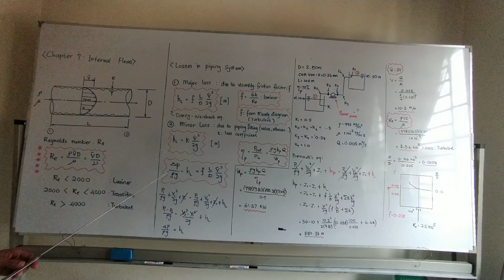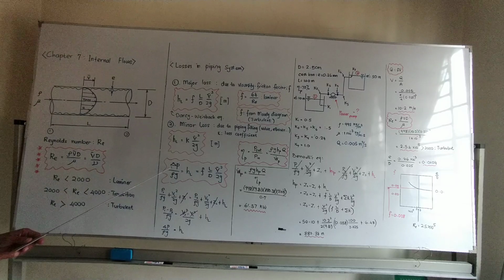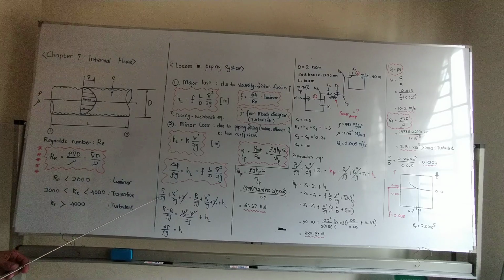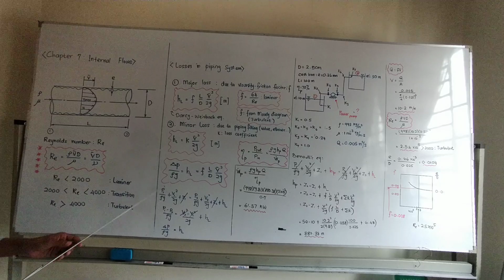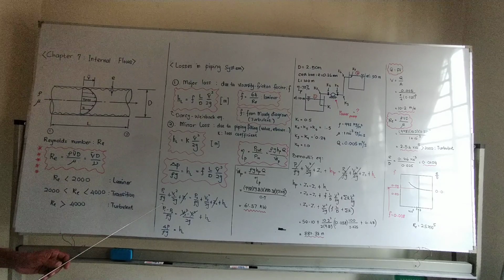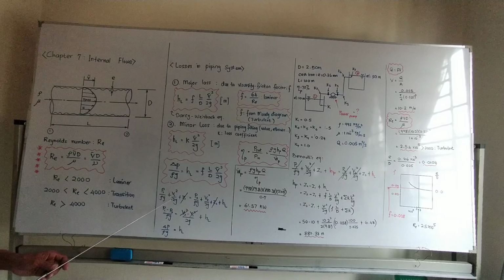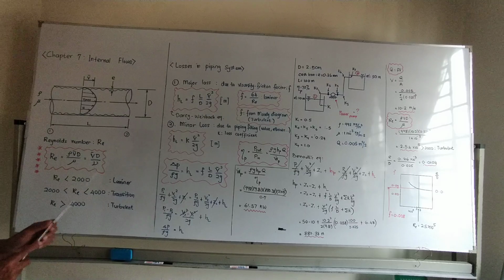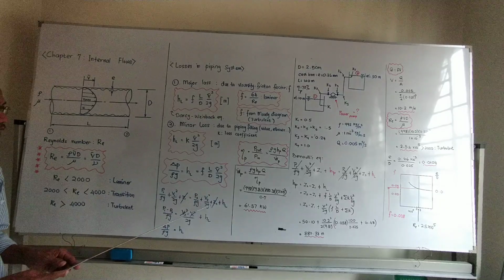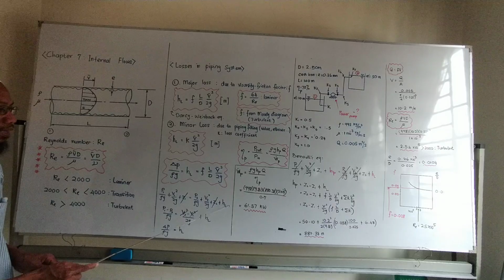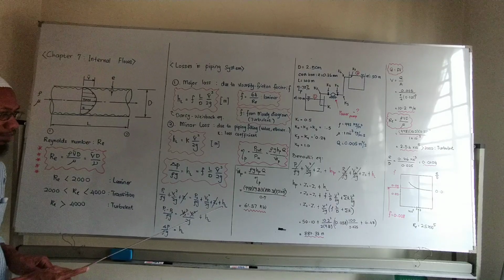Then delta P is the pressure drop, from the Bernoulli equation. For example, in this case between point 1 and point 2: P1 over rho g is the pressure head, plus V1 squared over 2g, the velocity head, plus Z1, the potential head. At point 2, P2 over rho g plus V2 squared over 2g plus Z2, plus hL, the head loss in the piping system.